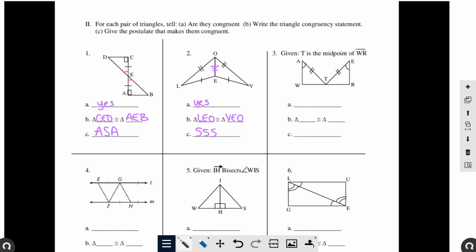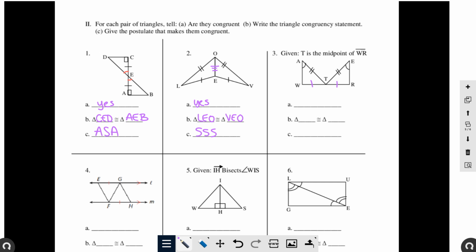Now, don't forget, if it gives you information like number 3, you want to mark that in the picture. T is the midpoint. What does a midpoint do? Splits it in half. So WR is split into 2 sections. I'm going to mark them with 1 mark since we already have something else marked with 2 marks. So WT is equal to TR because it is the midpoint. Now, here we have 2 sides and an angle that's marked. Our only choice would be side, angle, side.